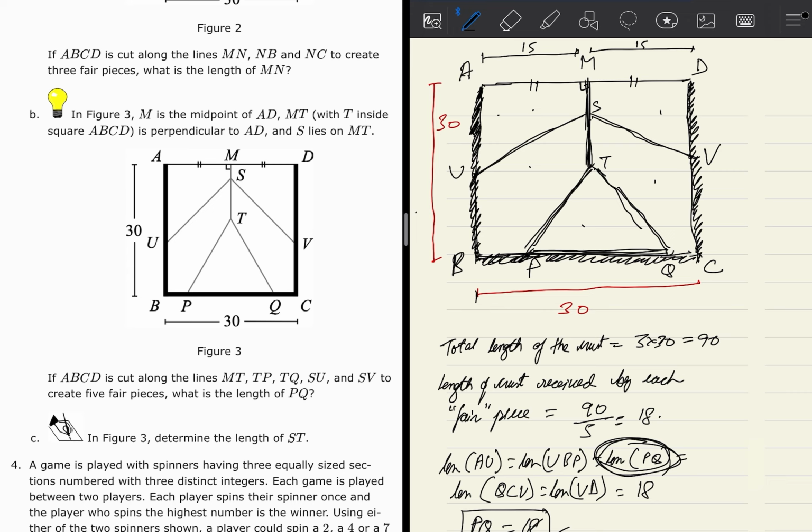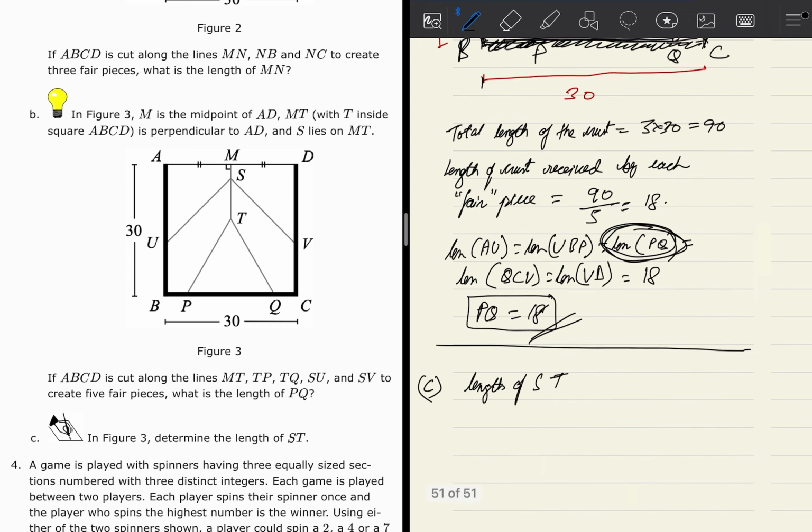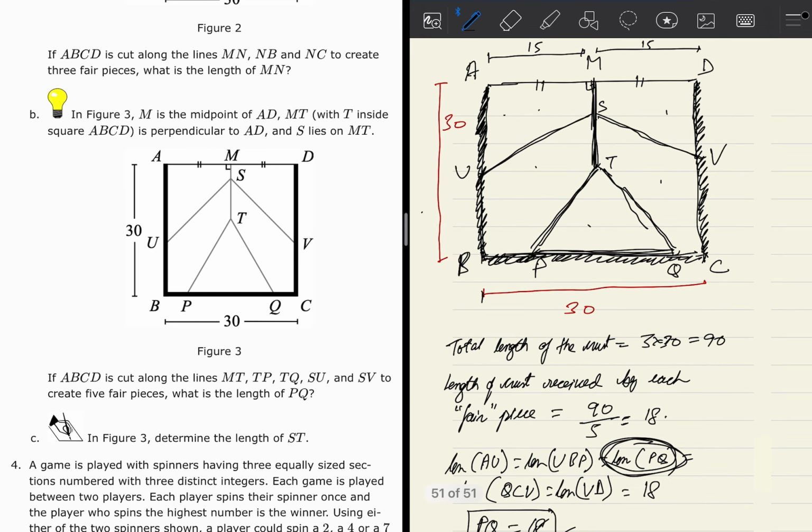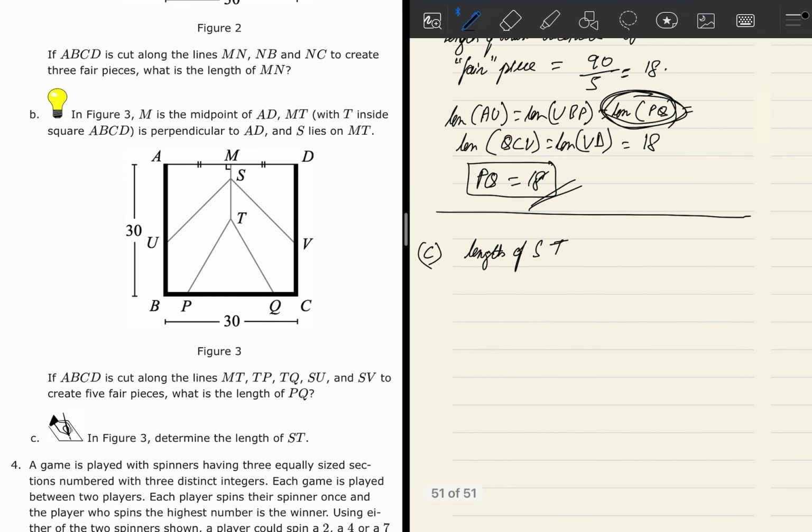So what's the area here? So let's calculate the area. We know that ABCD is a square of side 30. So the area of the whole square, using the formula for the area of the square, is 30 into 30, which equals 900.